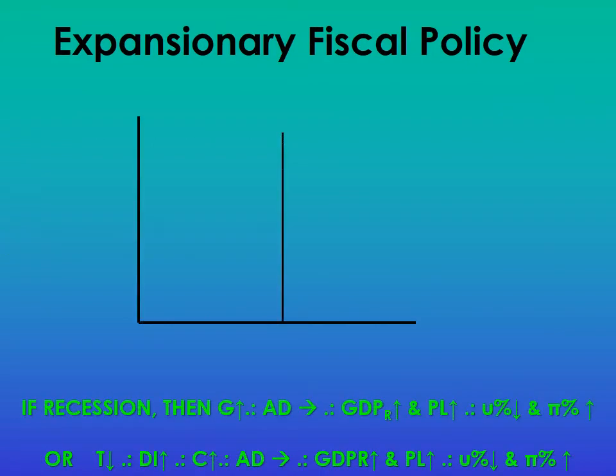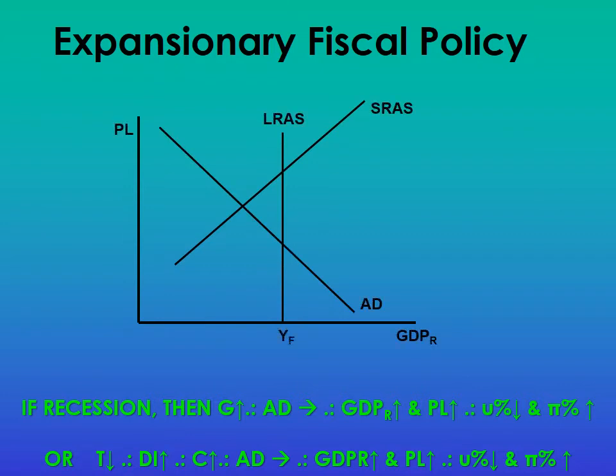Now, this is what it would look like on our aggregate model. Okay, as you can see here, we're in what's known as a recessionary gap, where our output, Y, is below our expected output. See, the actual output is lower. And in this situation, what we need to do is we need to get our government spending up, and we also need to cut taxes.